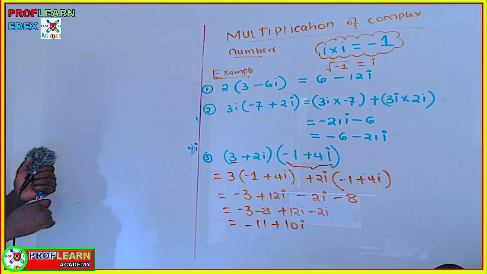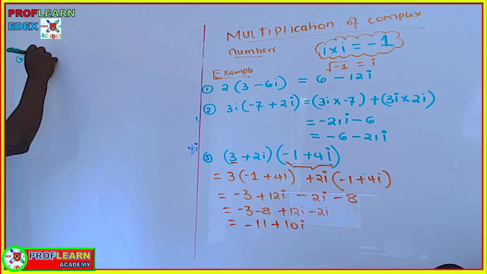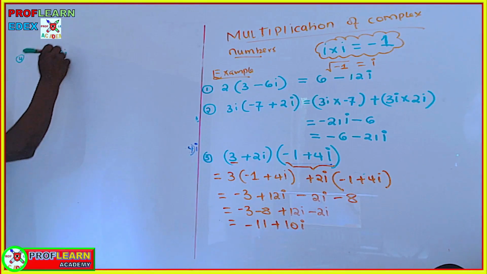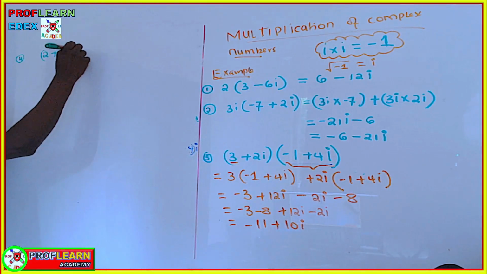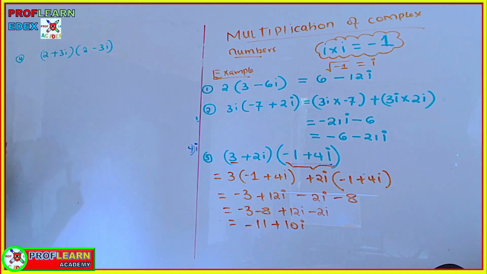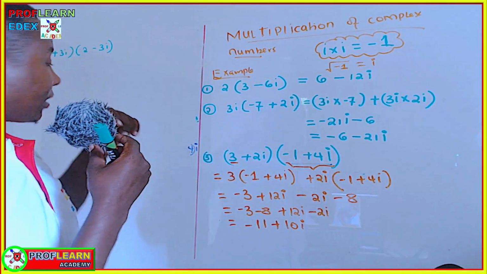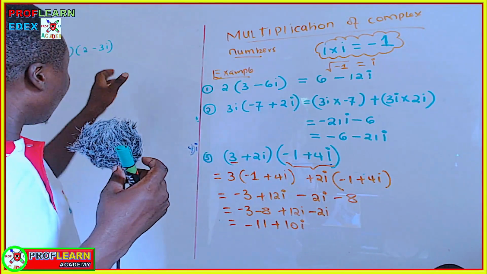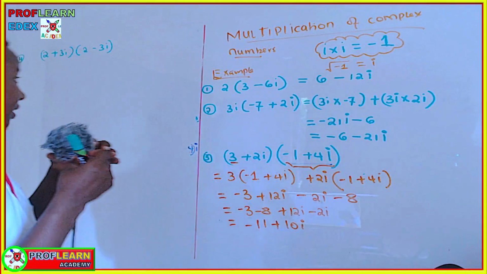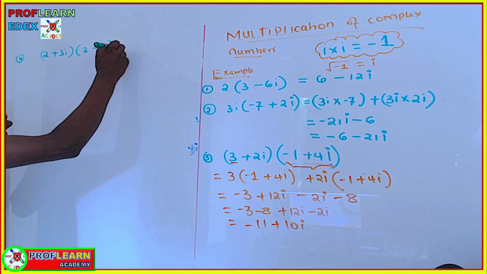So under the third example of multiplication, the fourth example, number 4, we are given 2 plus 3i, and you are expected to multiply that by 2 minus 3i. You can see the only difference these two numbers have is that the imaginary part of one has the opposite sign of the other. So let us just look at it in terms of the normal multiplication.